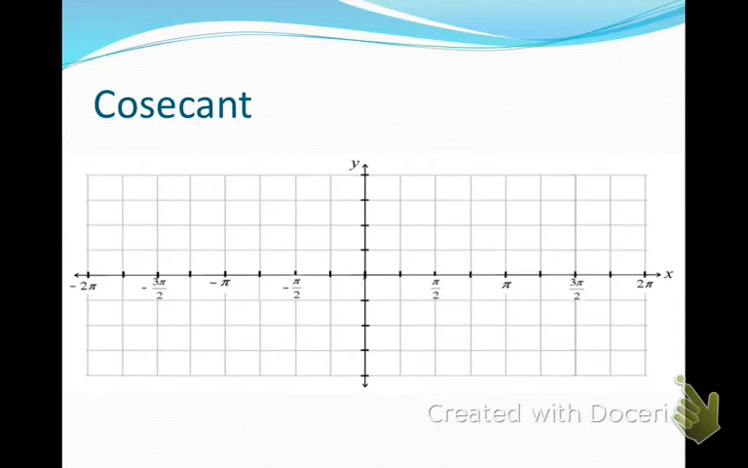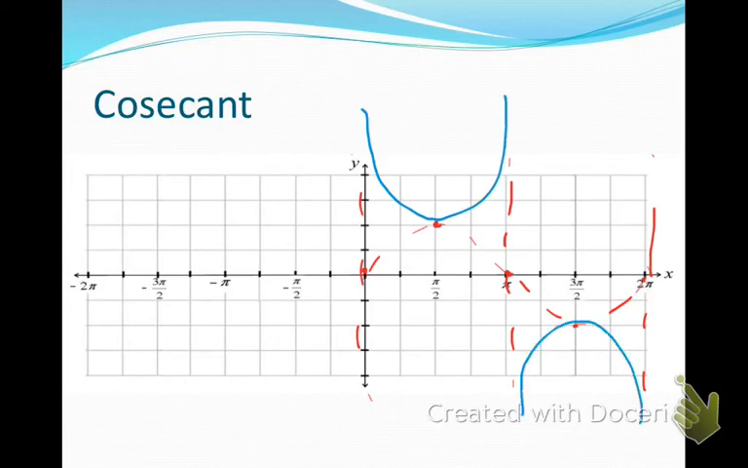So for cosecant, we're going to start off by graphing sine. Anywhere there's an x-intercept, I get an asymptote. And then in between the asymptotes, just touching the reciprocal graph, we draw in these U-shapes.